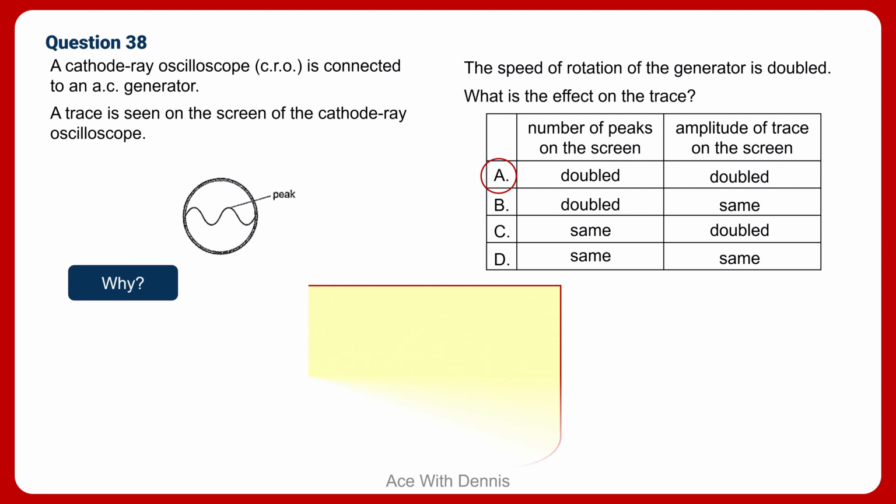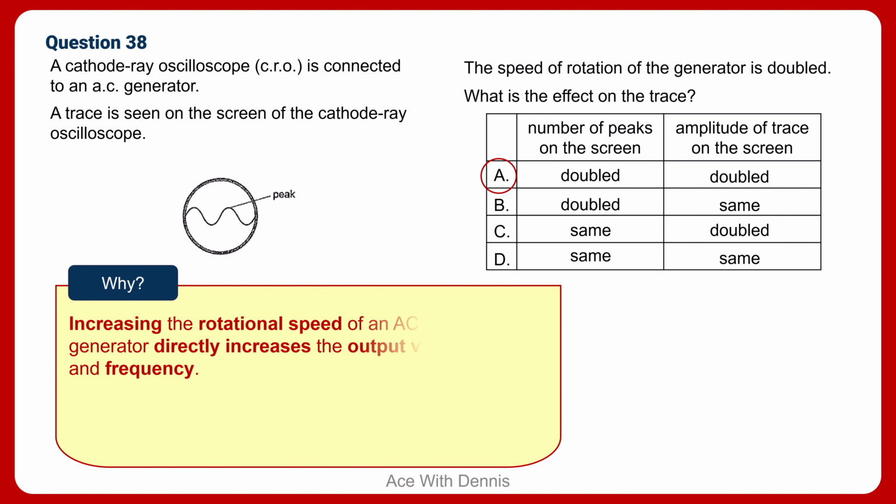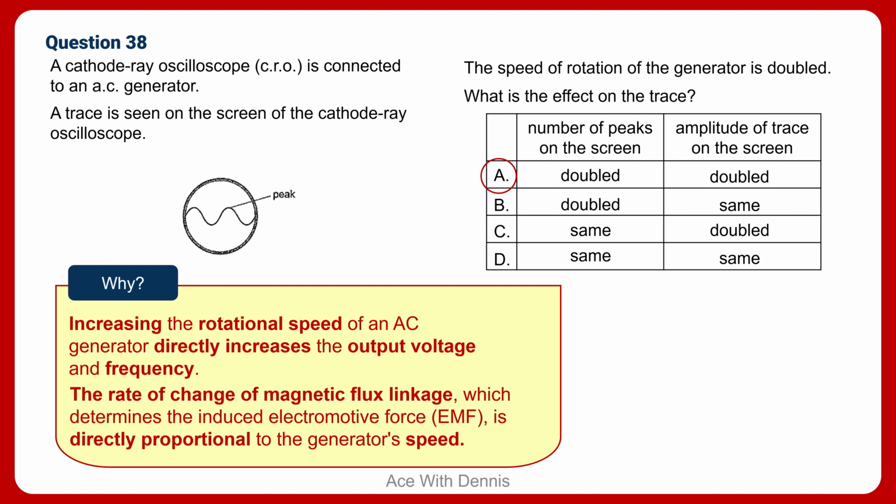as well. So what is the reason? This is because increasing the rotational speed of an AC generator directly increases the output voltage and frequency. Why? Because the rate of change of magnetic flux linkage, which determines the induced electromotive force, EMF, is directly proportional to the generator's speed. Hence, the number of peaks on the screen doubled and the amplitude of trace on the screen doubled when the speed of rotation of the generator is doubled.